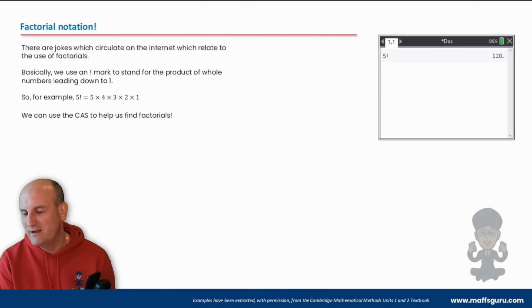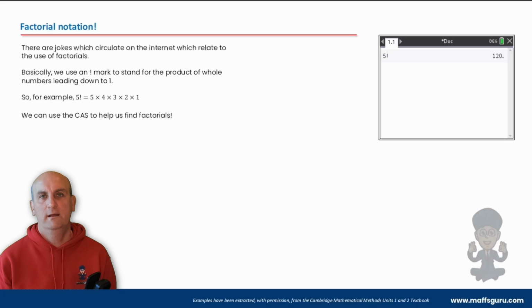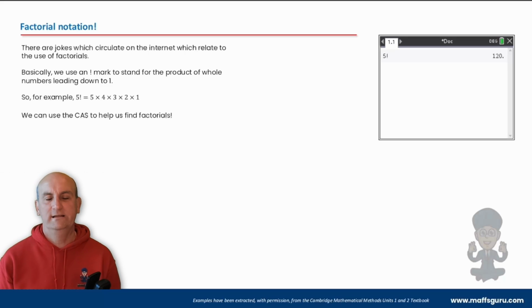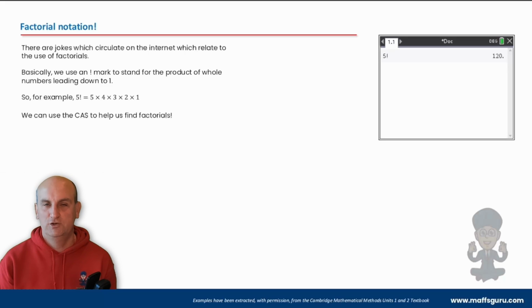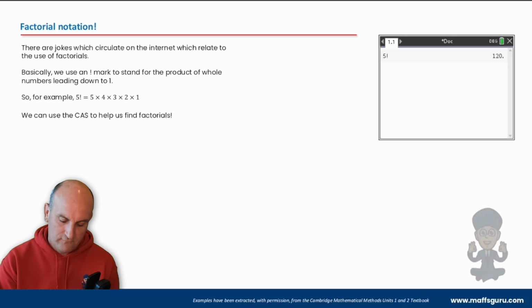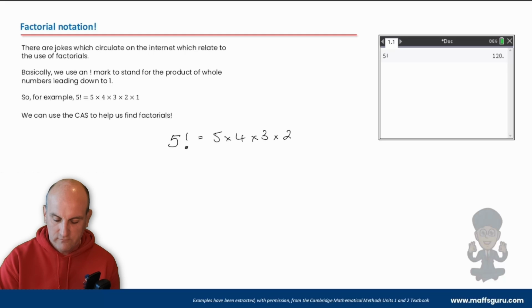If I could, I'd have found the jokes on YouTube or Instagram or TikTok about factorial notation, lol. But basically, if we have a number and we want to multiply successive whole numbers all the way down to 1, it's called a factorial. So 5 with an exclamation point is the same as 5 times 4 times 3 times 2 times 1.